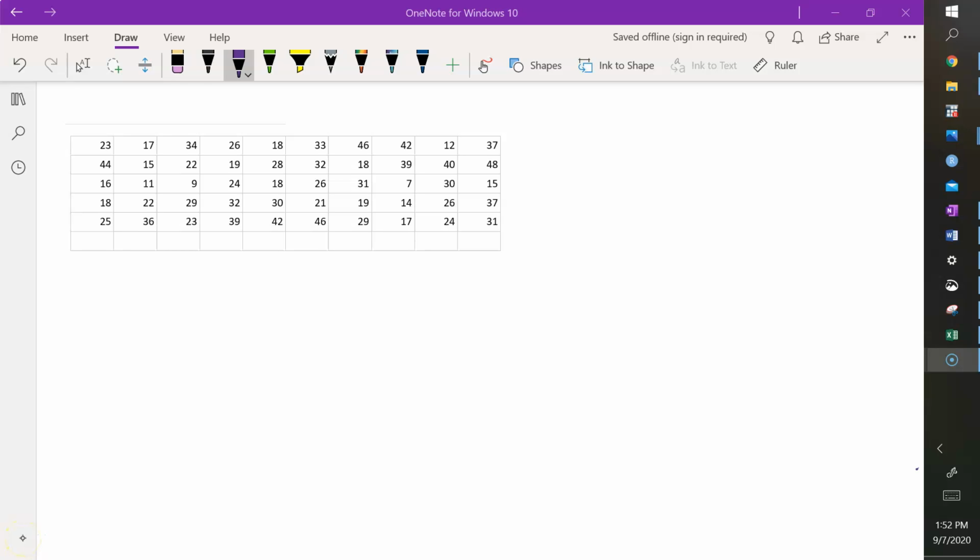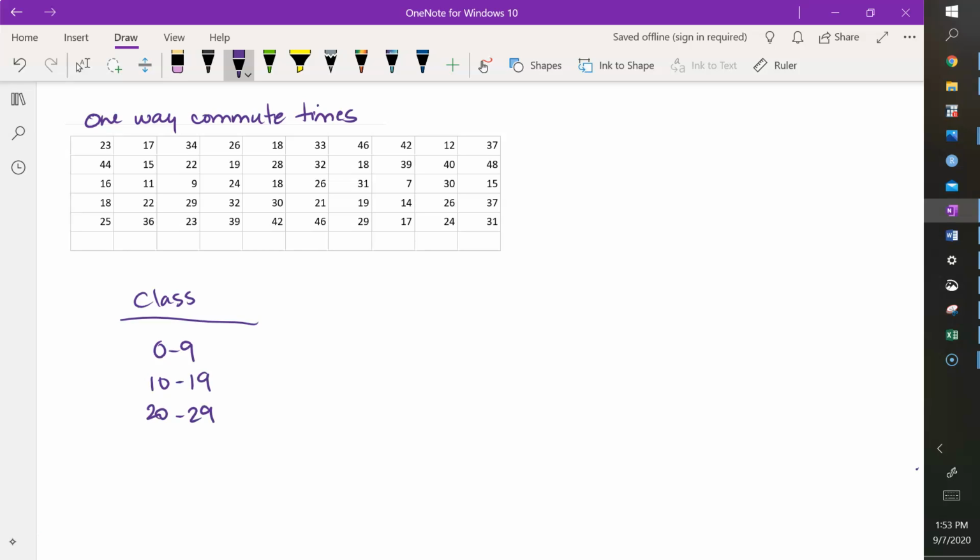This is a video about working with data in order to create a frequency distribution. So suppose all these values are one-way commute times. And let's suppose we want to have a frequency distribution where here is each of the classes. The classes go from 0 to 9 minutes, 10 until 19 minutes, 20 to 29, 30 to 39, and the top one is 40 to 49. So these are the number of minutes.